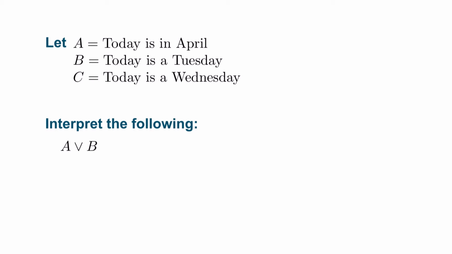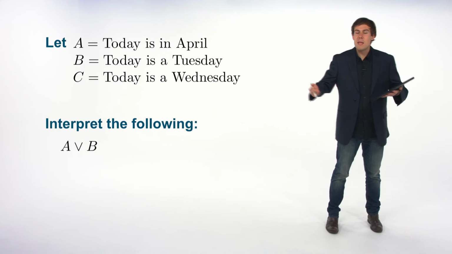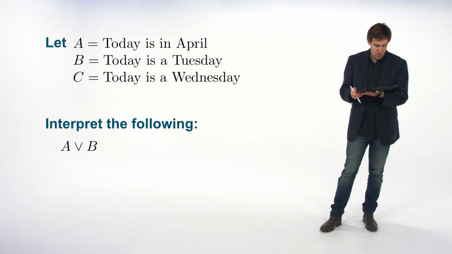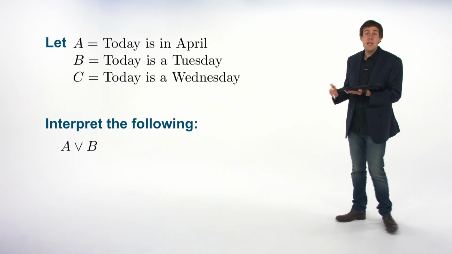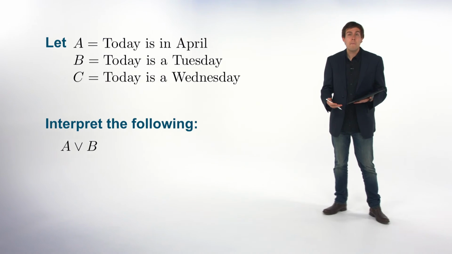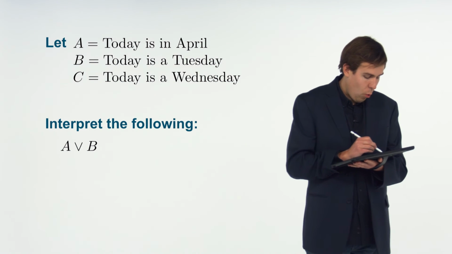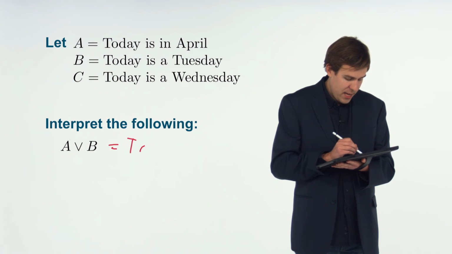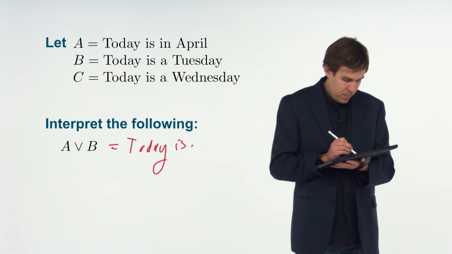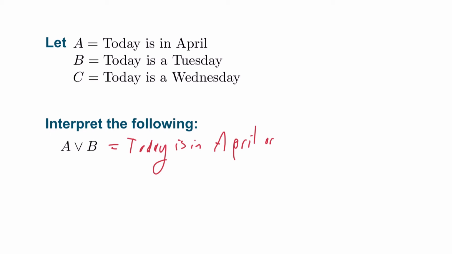Okay, so what we'll do now is we will look at three different logical statements, and we'll combine them in various ways and try to interpret them. So the first statement is today is in April, so a day in April. The second statement is today is a Tuesday. And the third statement is today is a Wednesday. So let's interpret these. A, upside down wedge B. Well, this is an or, so this means today is in April or a Tuesday.